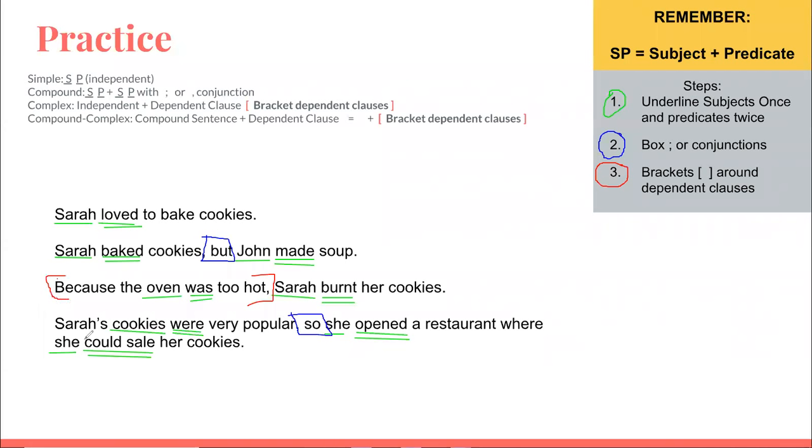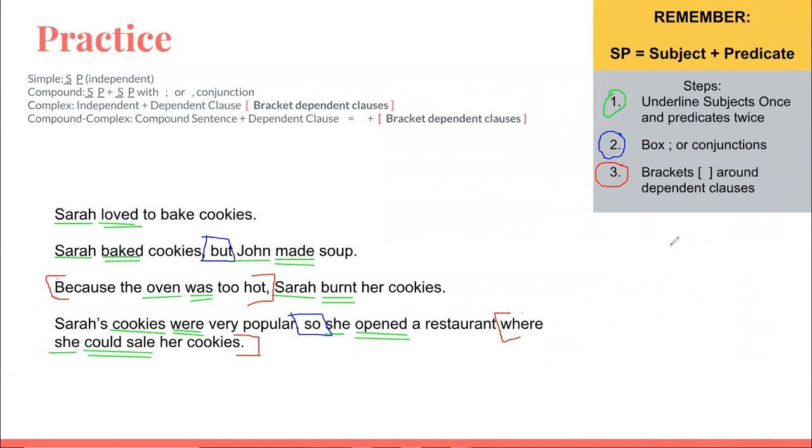Okay, let's look here. Sarah's cookies were very popular, so she opened a restaurant. Where is a red flag word. Where she could sell her cookies would be subject predicate, but it doesn't complete a thought. So yet again, we have a set of brackets.